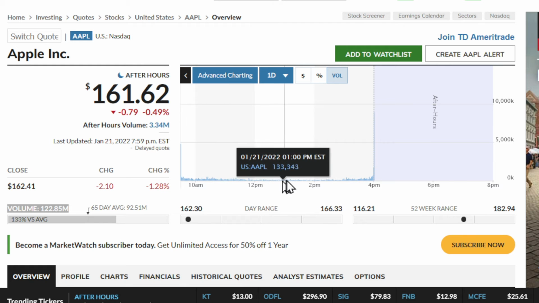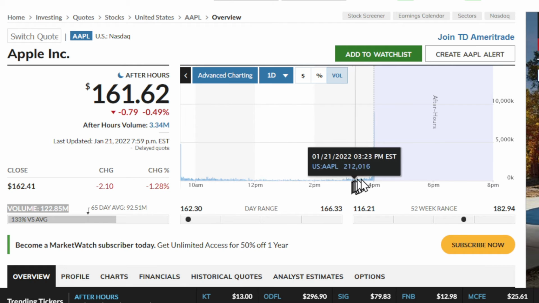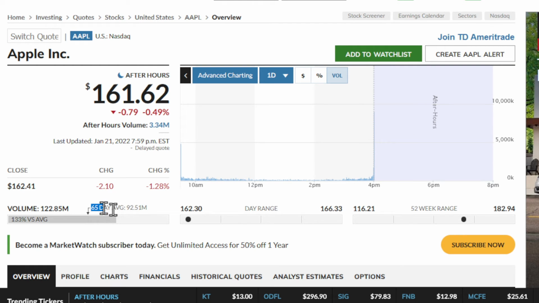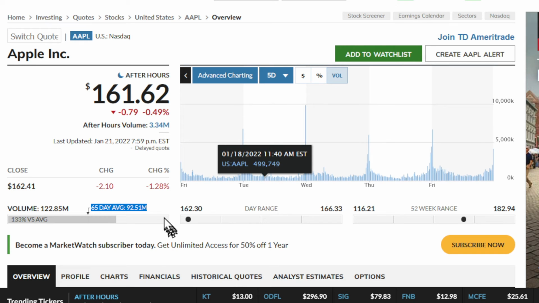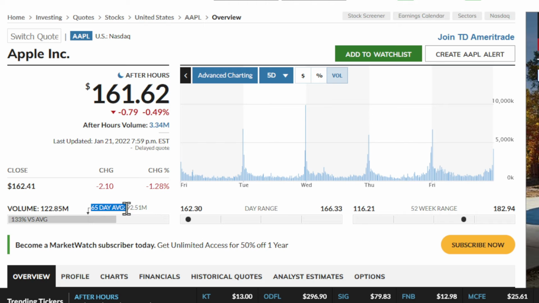This is like the lunchtime area, not much was happening, and then near the end of the day, again, another spike. Average volume is you take the volume of day 1 plus the volume of day 2 plus the volume of day 3, for instance, divided by 3, and that's the average volume per day for 3 days. And so this indicator right here is saying that the average is 92 million.